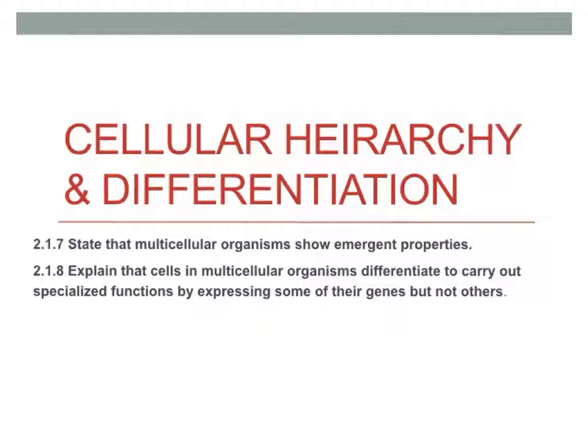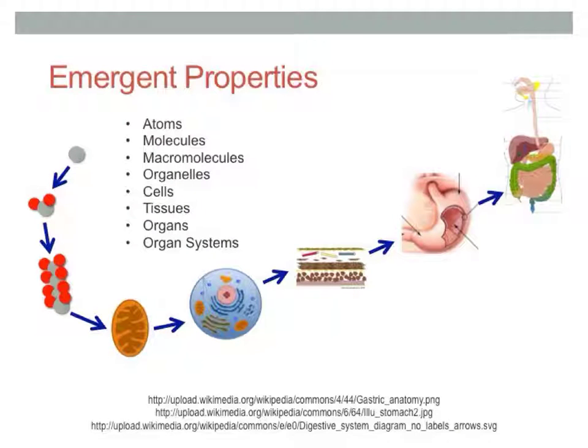The last thing we'll look at in this unit is the idea of cellular hierarchy and differentiation. This is a big difference between unicellular organisms and multicellular organisms, because in unicellular organisms, every cell has to carry out every function for that organism to survive, to get its food, to eat, to do everything it needs to do, because there's no other cells to help it out, whereas multicellular organisms can specialize in their cells a bit.